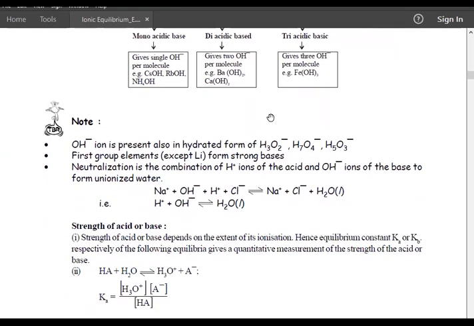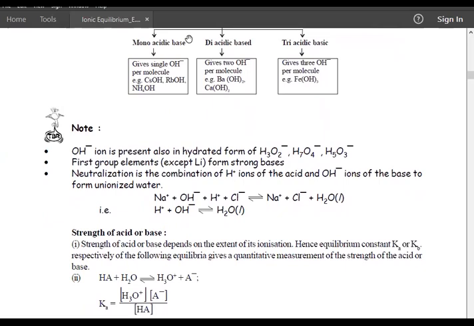strength of acid and base. Again, strength of acid and base. Just think about this, right? If you have more H+, think about it. If we have more H+, it will be strong acid or weak acid? Tell me, it will be strong acid or weak acid?